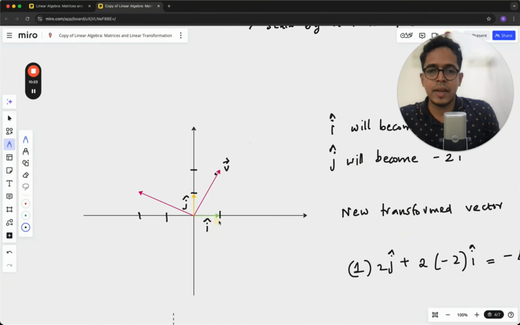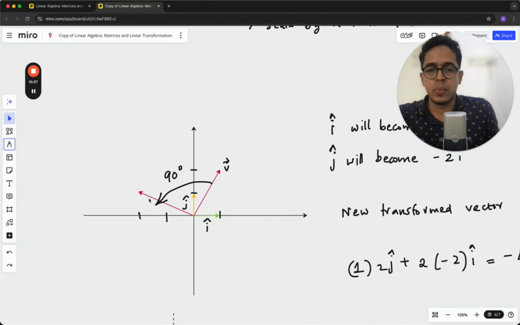So the original vector v will be rotated by 90 degrees in the counterclockwise direction. So this is 90 degrees. But will the vector remain like this? No, right? Because it has to scale up. The scaling factor is 2. So let me duplicate this vector. Something like this.